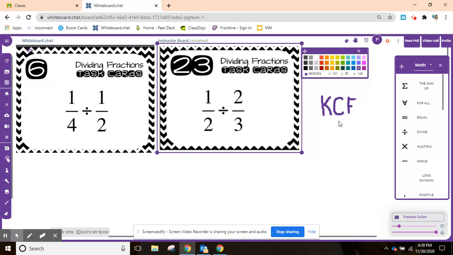That way I don't forget. So in the video, it talked about how the K is for keep. You keep the first fraction the same. Don't change it. The C stands for change. You're going to change division to multiplication. And the F stands for flip. That simply means you're going to flip the fraction, the second fraction, okay?